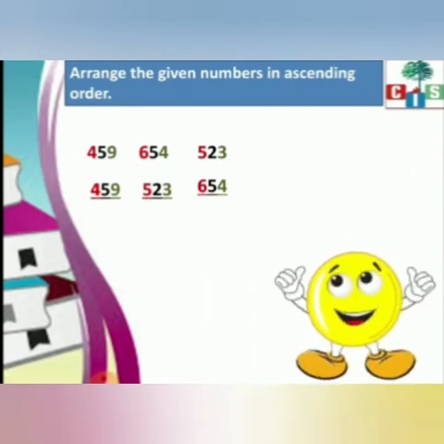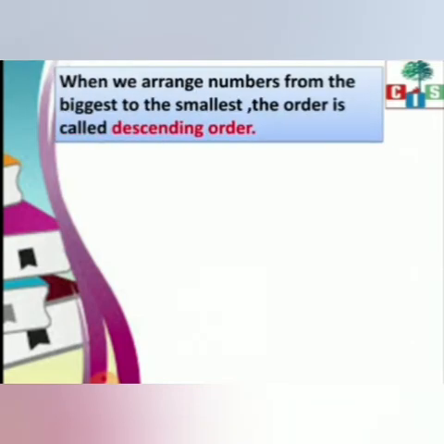Now let's move to the next slide. Ascending order we have done. Now we are going to do descending order. What is a descending order? When we arrange numbers from the biggest to the smallest, the order is called descending order. In ascending order, we used to arrange the numbers from smallest to the biggest, but in descending order, we will arrange the numbers from biggest to the smallest.